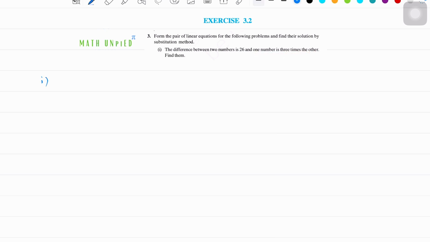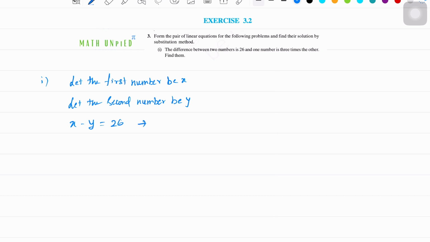First one, let the first number be x, let the second number be y. From the given condition, the difference between two numbers is 26. So from this we can say x minus y equals 26, and let this be equation 1. And one number is 3 times the other, which means we can say x equals 3 times y. Let this be equation 2.